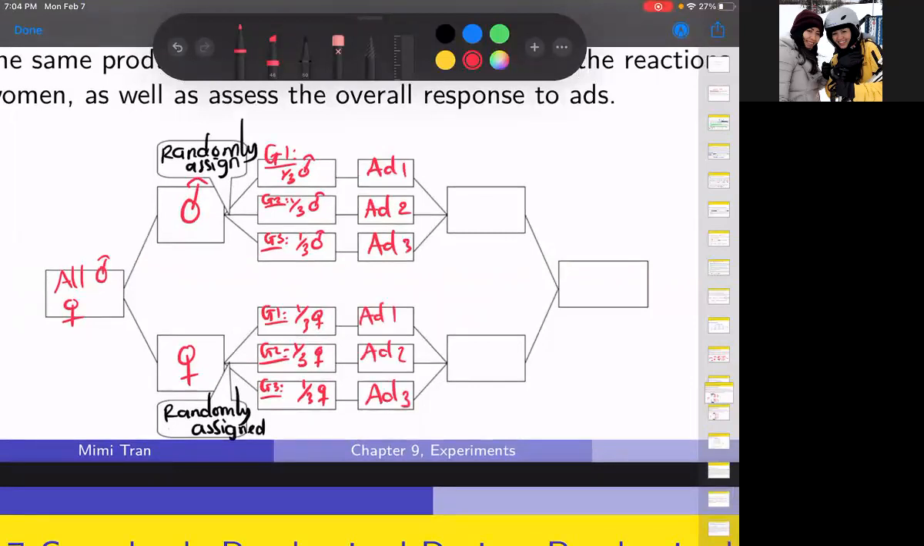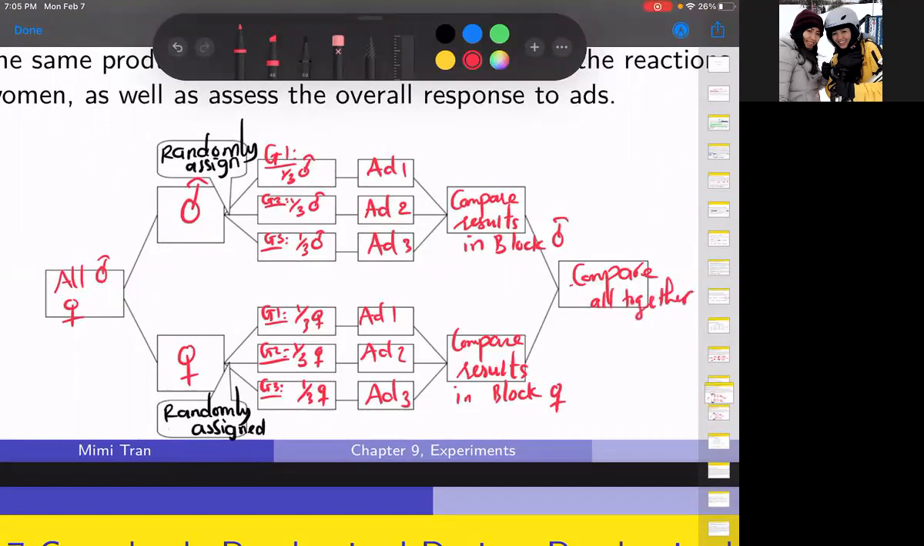And then this box, we compare results in the men block. And down here, we compare results in the women block. And together we compare what's different between how men and women perceive the ad differently, right? All together. Okay.